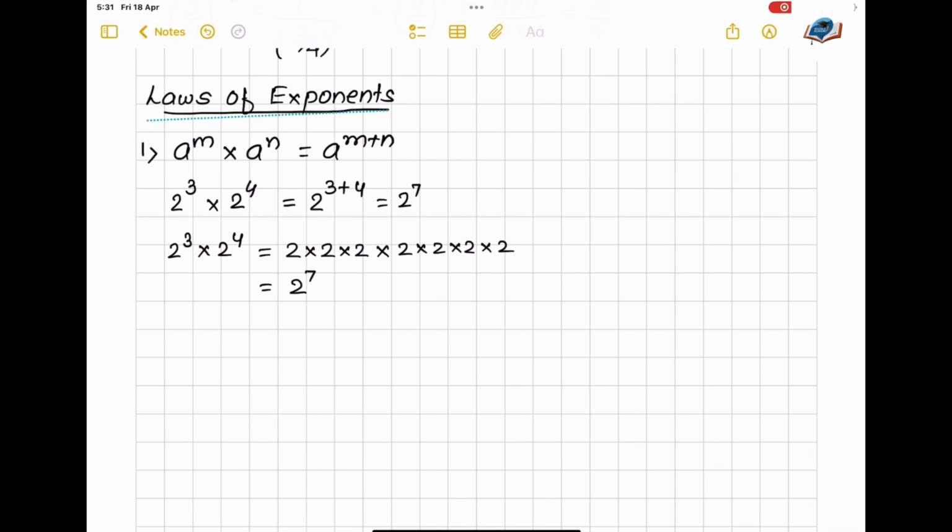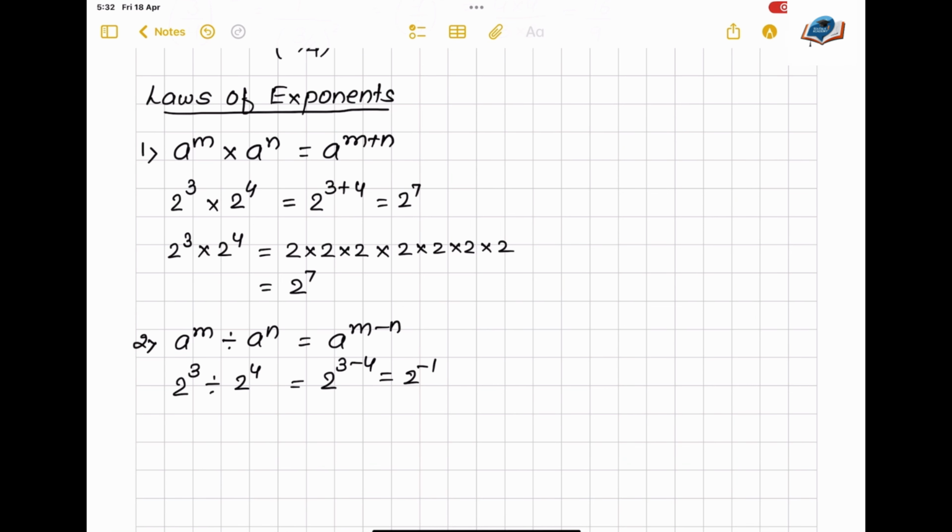Then second law says a raised to m divided by a raised to n equal to a raised to m minus n. So here it says 2 raised to 3 divided by 2 raised to 4. So that will be 2 raised to 3 minus 4. That is 2 raised to minus 1.